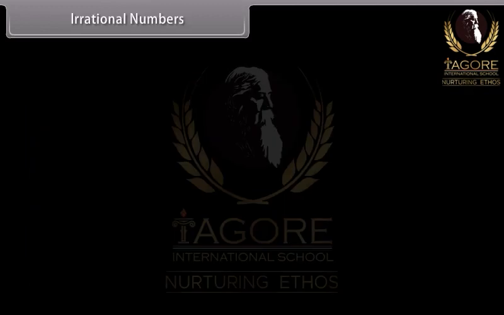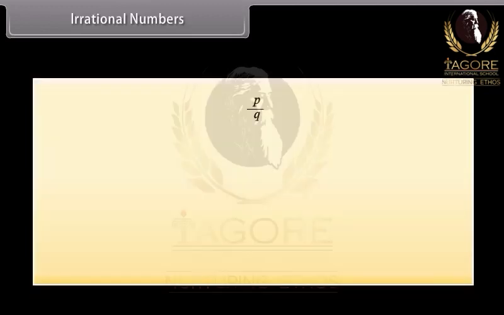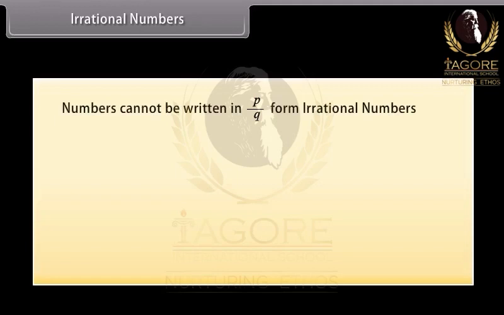Irrational numbers. You must be wondering if there are numbers which are not in the form of p by q. Yes, there are numbers which cannot be written in the form p by q. Those numbers are called irrational numbers. For example, square root 2, square root 3, square root 7, 0.101110111011110 and so on, pi and so on.